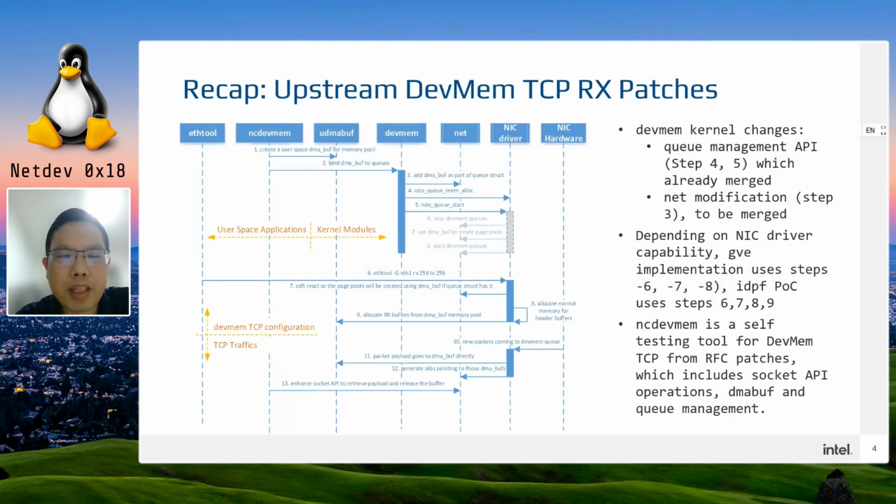And this page is mostly for a detailed flow. In the user space, you can see the ncdevmem, which is a self-testing tool. And we also use the user tool to reset those NIC drivers.